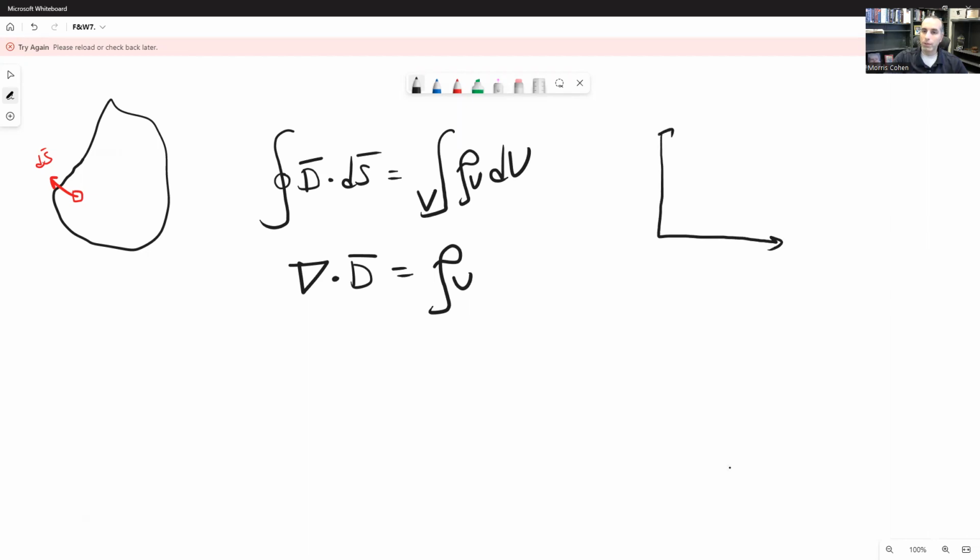I'm going to define a coordinate system in the following way. This will be the y-axis, this will be the z-axis, and this will be the x-axis. Notice this is a right-hand coordinate system, x cross y equals z. Otherwise, this would not be correct. And we're going to take a very small cube. I'm going to try my best to draw it nicely.